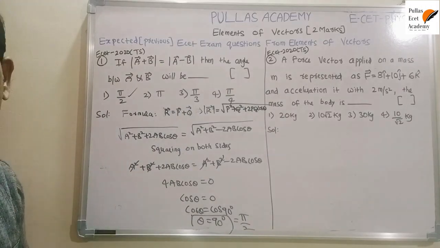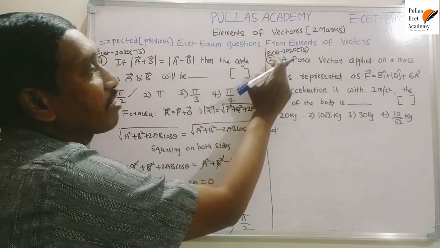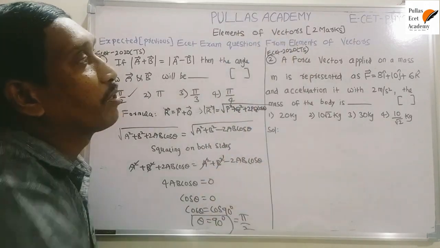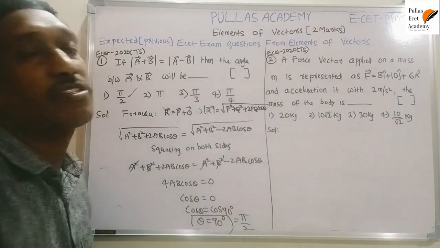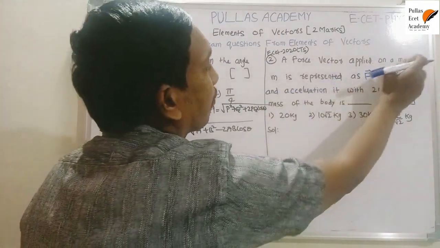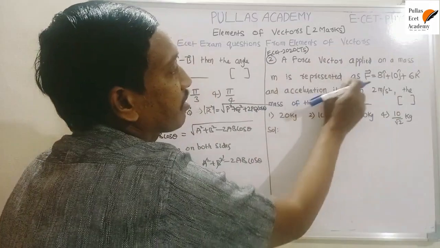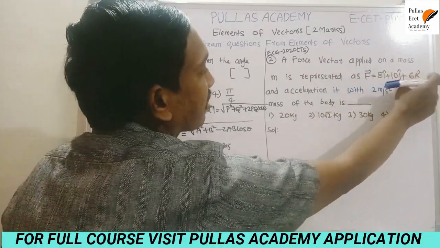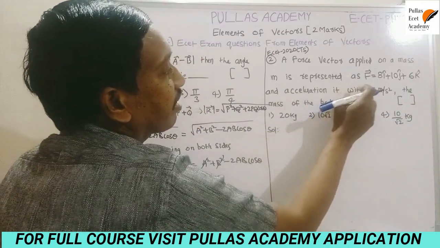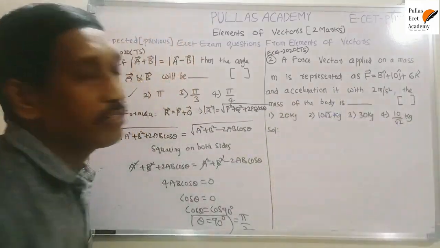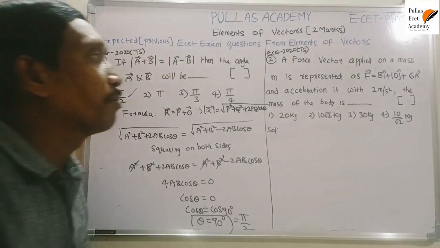This is the solution. Now we are going to discuss the next question, which is repeated in Ecet 2020 TS paper. In the same year, this question also repeated. What is the question here? A force vector applied on a mass small m is represented as F bar equal to 8i plus 10j plus 6k, and the acceleration is 2 meter per second square. The mass of the body is asking.